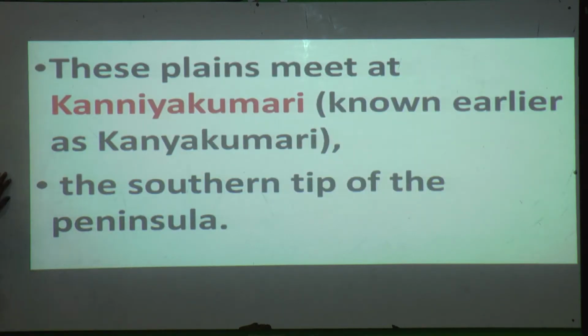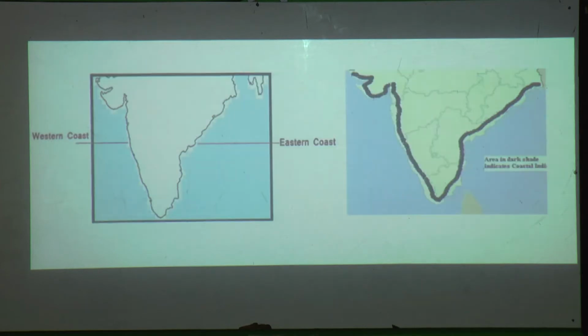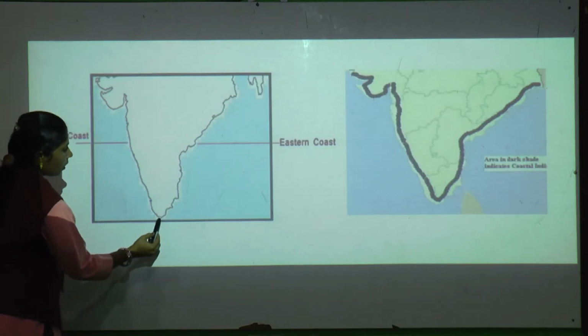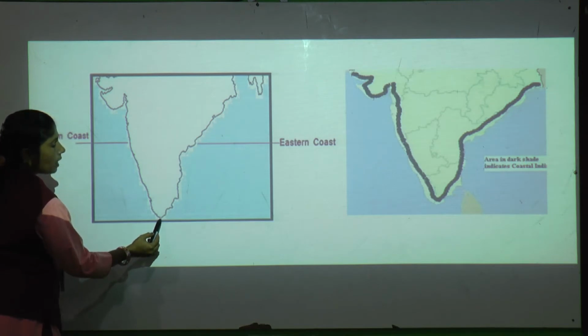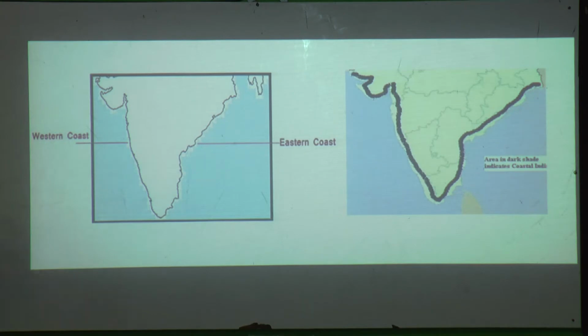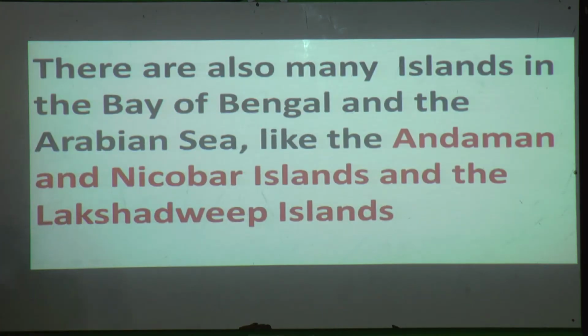Now what do we have down here? We have Kanyakumari. See the back side. When these two lines are touching here, what do we have? Yes, isn't it Kanyakumari, the southern tip of the peninsula. There are also many islands, in the Bay of Bengal and the Arabian Sea.